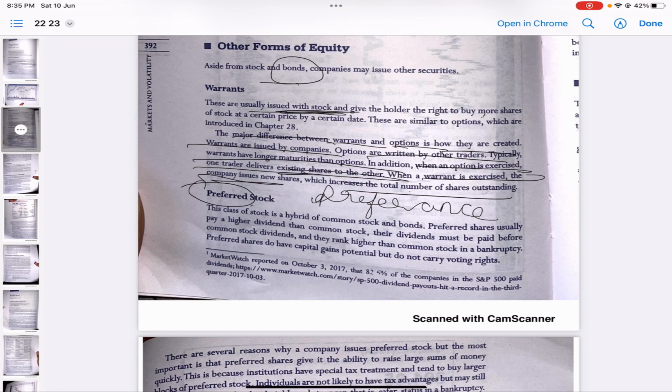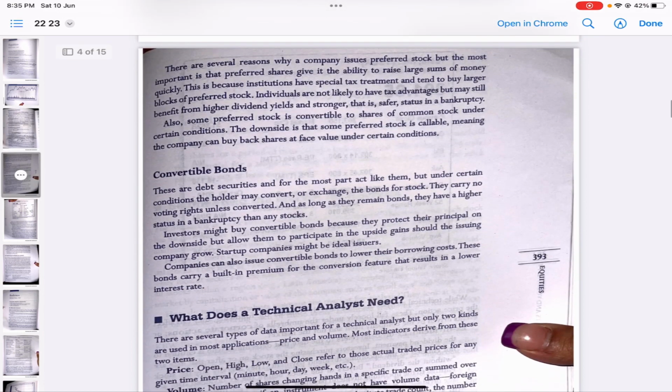Even if a situation of bankruptcy or insolvency occurs, the preferred stock people are given more advantage. There are several reasons why a company issues preferred stock, but the most important is that preferred shares give it the ability to raise large sums of money quickly. This is because institutions have special tax treatment and tend to buy larger blocks of preferred stock. So big institutions usually buy preferred stocks.